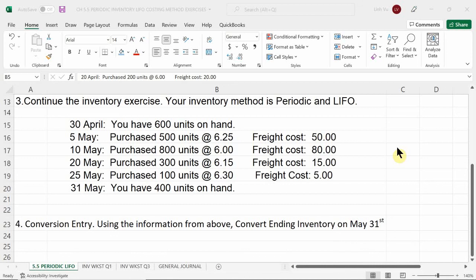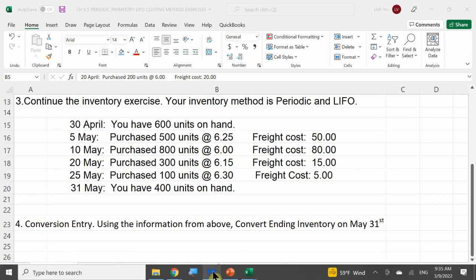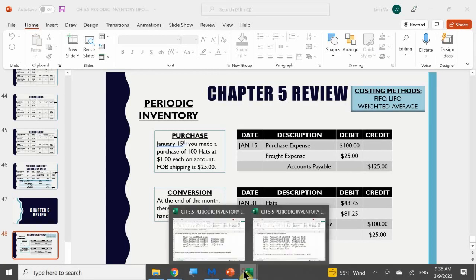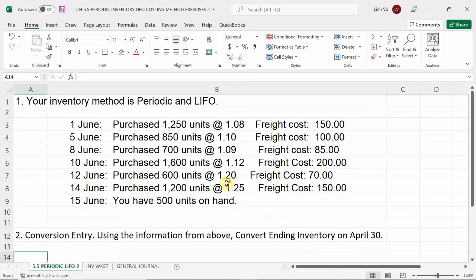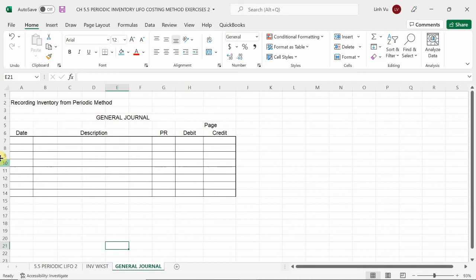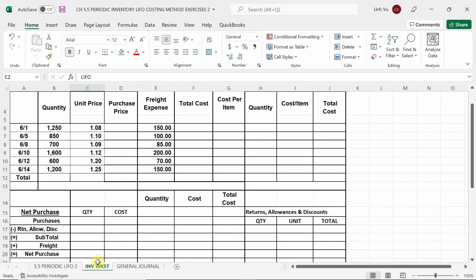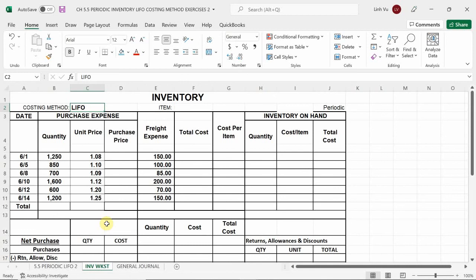Okay, so let's go ahead and do the second portion of the exercises here. So I do have exercise 2. It's just one more scenario here. This time we're actually looking at June's dates. Your journal, I only want you to just practice the conversion entry, just because journalizing the purchase expense and the freight expense is pretty straightforward. It's going to be the same thing, rinse and repeat over and over again. The only difference is just the numbers that we put in there.